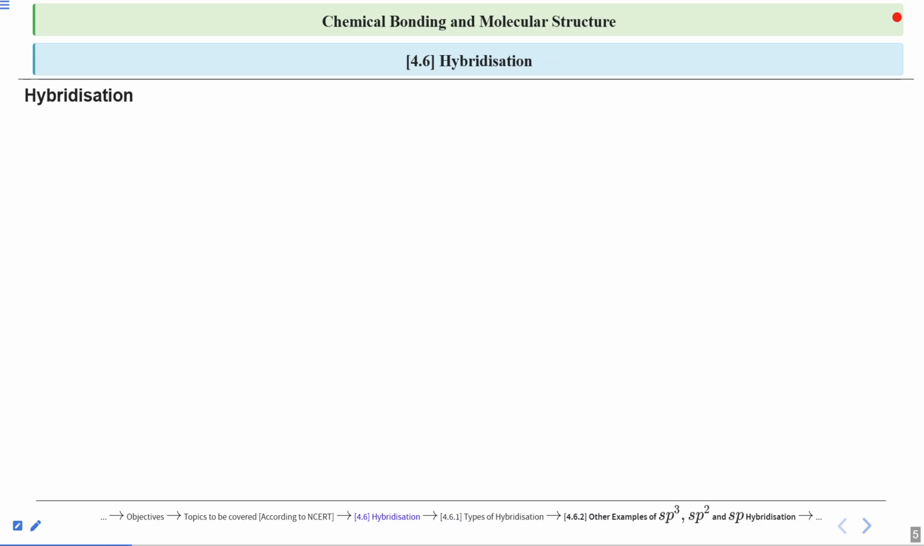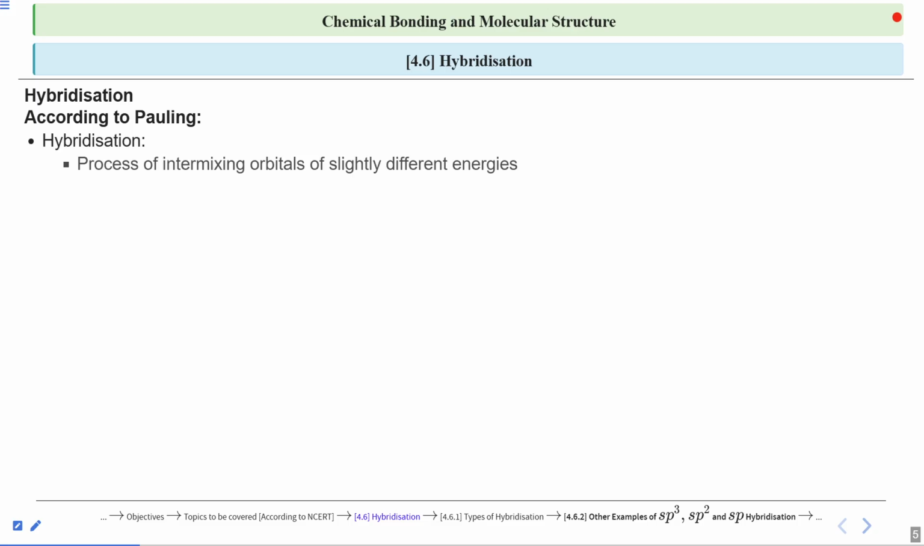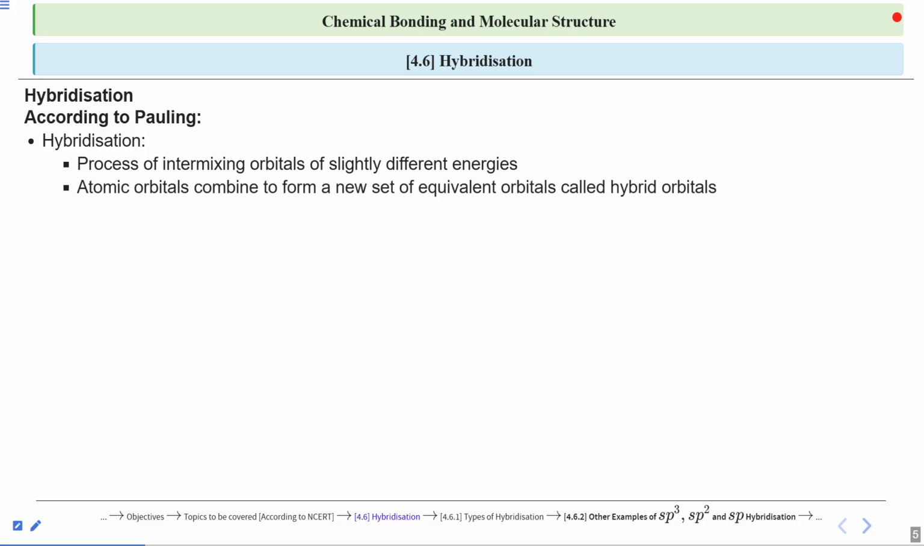Now let us begin our discussion on hybridization. So what is hybridization? It is the process of intermixing of orbitals. In this, orbitals mix with each other, and those orbitals are of comparable energies, meaning there is a very small energy difference between the orbitals that will combine to give you a new set of orbitals. It's very simple. You take atomic orbitals, combine them, and they result in a new set of equivalent orbitals, which we call hybrid orbitals.